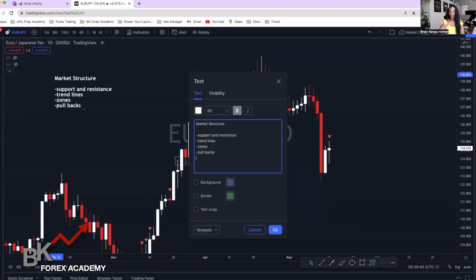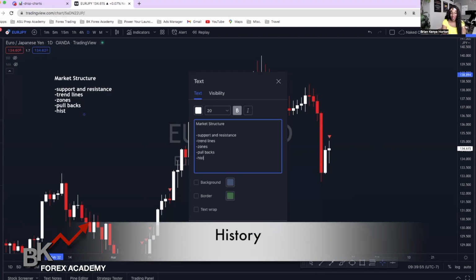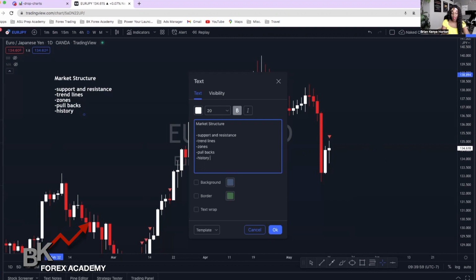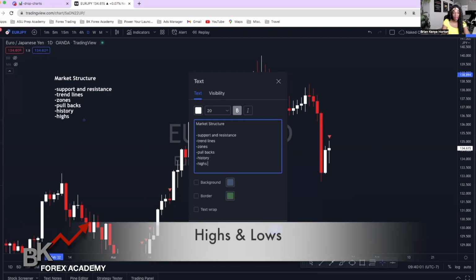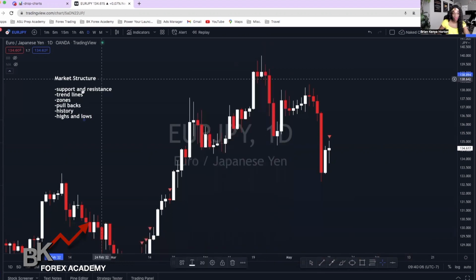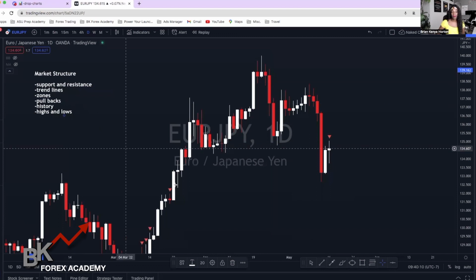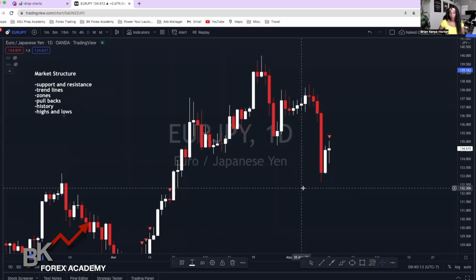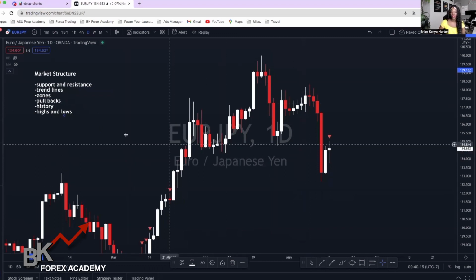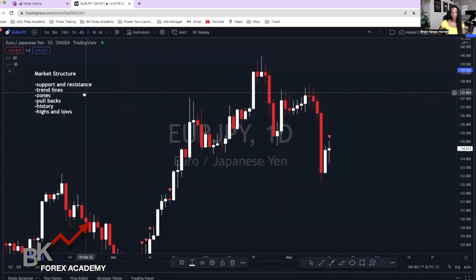And there's another important one that I like to highlight. I don't know if you'll think of this one, but history is a part of market structure. The history of the market. Also looking at highs and lows or lows and highs. That's all market structure. So when you are looking at the market and trying to find high probability setups, trying to spot great trades, you want to consider the market structure of the market. Very, very important.